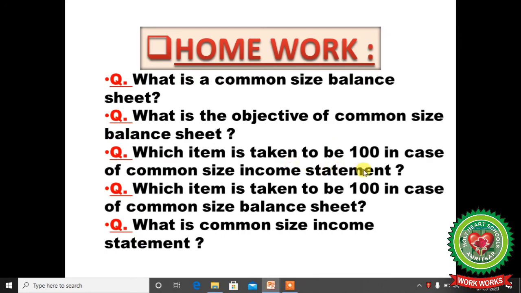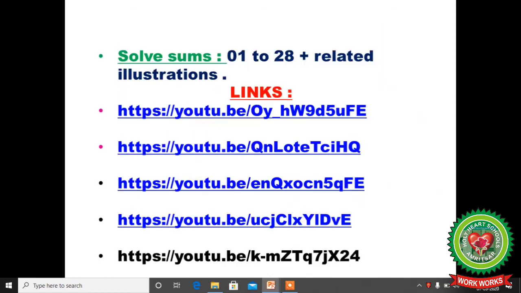Which item is taken to be 100 in case of a common size income statement? Which item is taken to be 100 in case of a common size balance sheet? What is a common size income statement? And practical problems 1 till 28 sums along with related illustrations, and you must watch YouTube videos on this topic for better understanding of the topic.